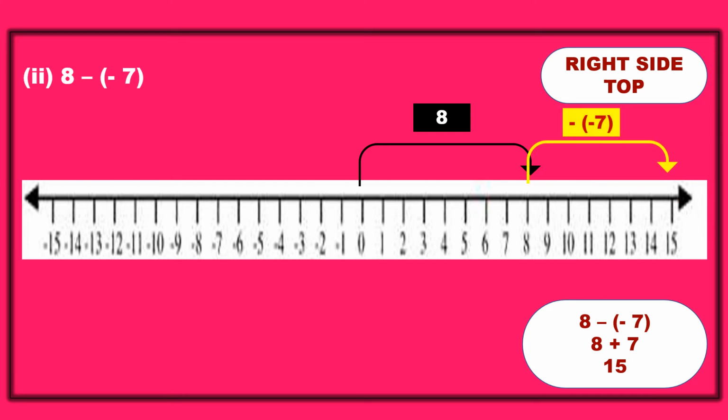So here, whatever indication is there after 8, you should write here: minus of minus 7. Simple. First 8, from 0 to 8. Next, minus of minus 7 is plus 7, so 8 plus 7 is 15. So here, whatever is left over after the first number, you should write here. Clear? The indication of symbols, whether to go to the right side or left side, is very important. Okay, so let us go to the next problem now.